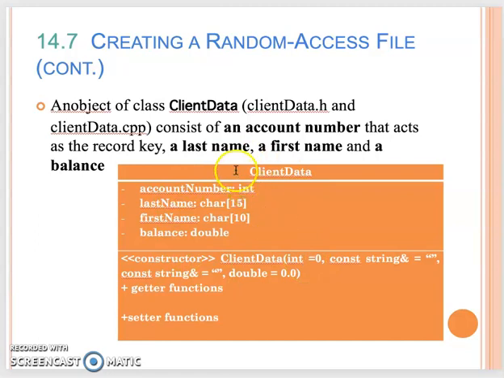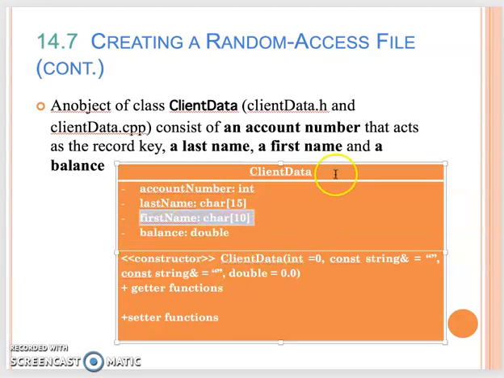So we create the client data class. This client data class, like earlier we said, has 4 attributes. They have account number, for which we use int. They have the first name and the last name. The same thing, we need to know the size of the data. So that's why for first name and last name, we don't use the string. We're using the character array. Your first name can have at most 10 letters. Your last name can have 15 letters. The balance is double.